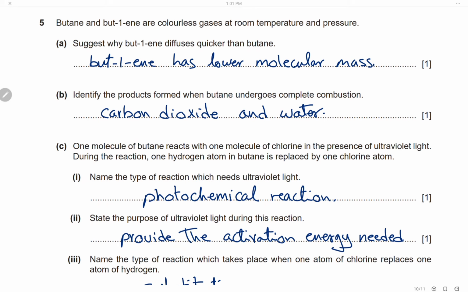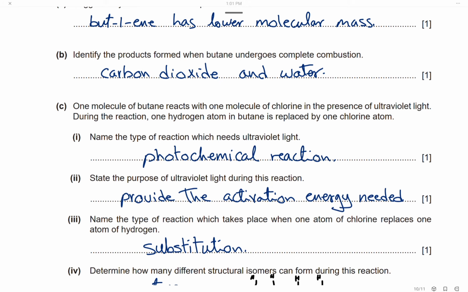Question 5. Butane and but-1-ene are colorless gases at room temperature and pressure. Suggest why but-1-ene diffuses quicker than butane. By calculating the molecular mass for both butane and but-1-ene, we will find that but-1-ene has a lower molecular mass. That means it will diffuse faster or quicker than butane. Identify the products formed when butane undergoes complete combustion. We know that complete combustion only produces carbon dioxide and water.